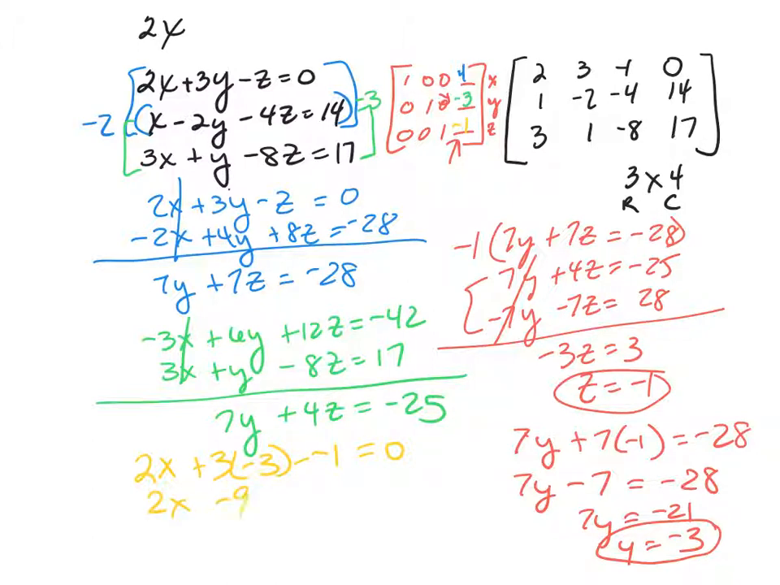2x minus 9 plus 1 equals 0. 2x minus 8 equals 0. 2x equals 8. X equals 4, which is the third. Look at that number. See the 4? So we got all three correct.